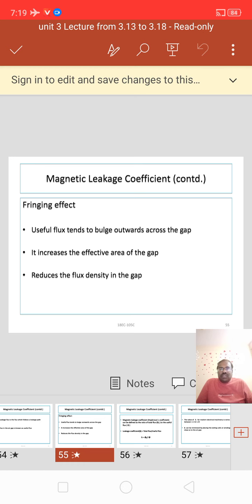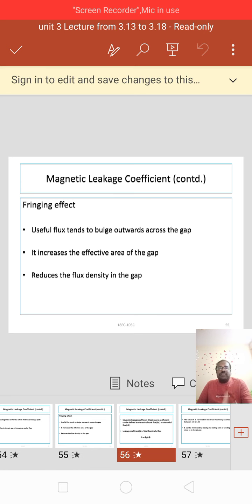Fringing effect. Useful flux tends to bulge outward across the gap. It increases the effective area of the gap and reduces the flux density in the gap. The most important effects of the fringing effect are that it increases the effective area of the gap and reduces the flux density in the gap.